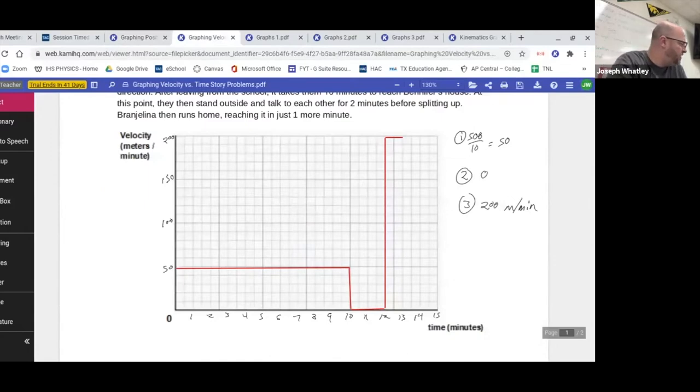Okay, going to the questions: what is Brangelina's instantaneous velocity at 2 minutes? Well, this is my velocity graph at 2 minutes. I come up, and it looks like it's 50 meters per minute.